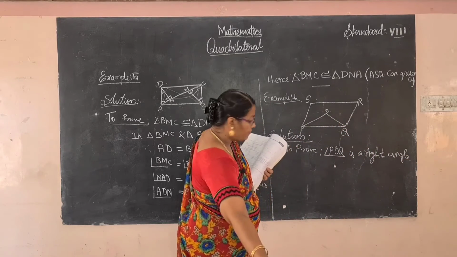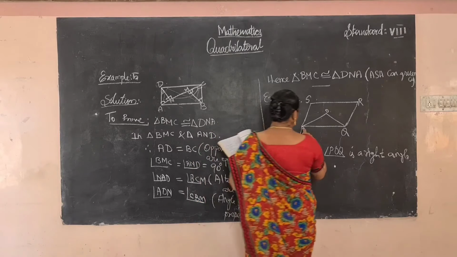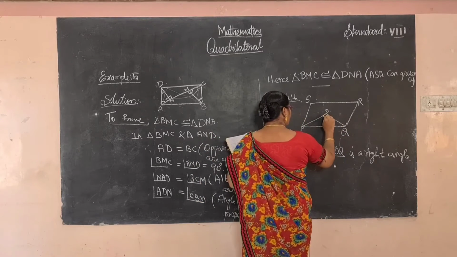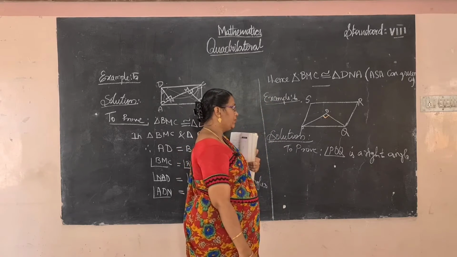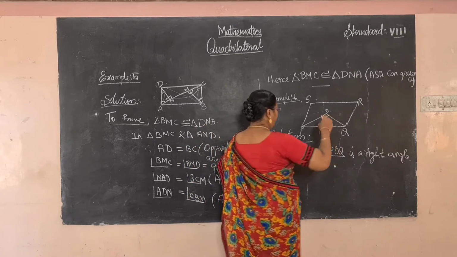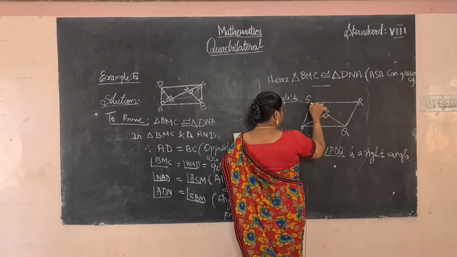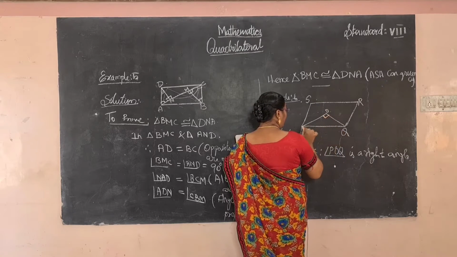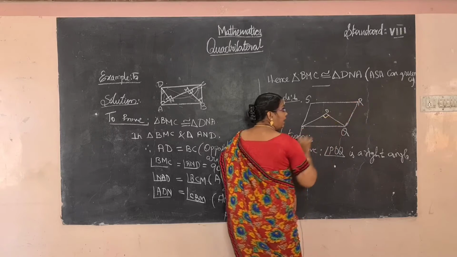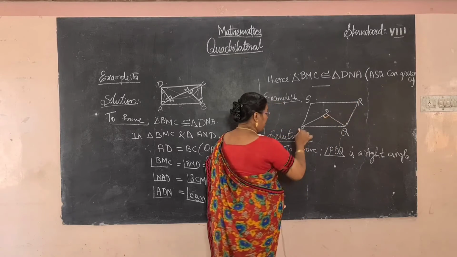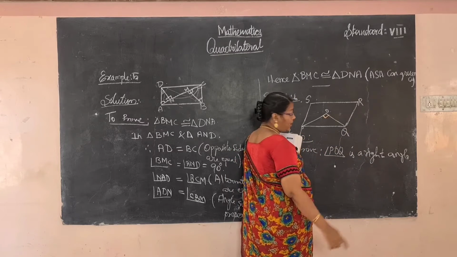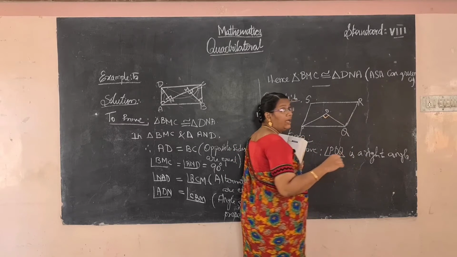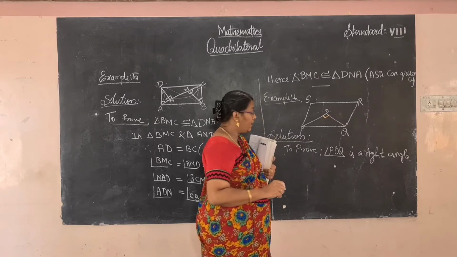Which one is POQ? We have to prove it is 90 degrees. Right. Here angles SPQ and PQR are the adjacent angles, is it? Angles P and Q are the adjacent angles. Adjacent angles sum to 180 degrees.